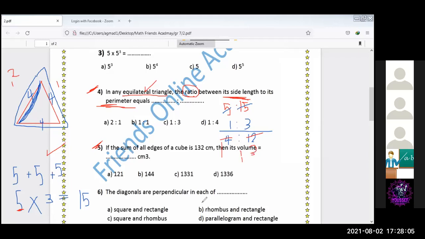Yes. It means what? By logic, we are in an equilateral triangle. If you repeat the side 3 times, you get the perimeter. So if you wanted to make the ratio between the side length and its perimeter, you multiply the side length by 3. You got it now?